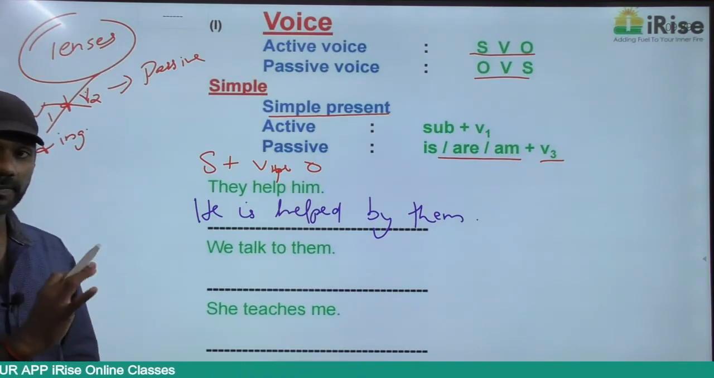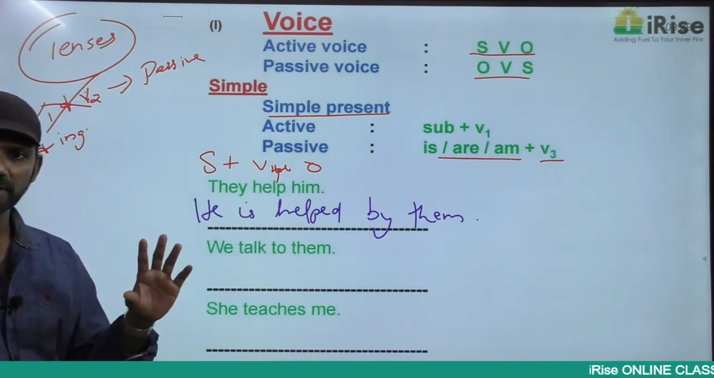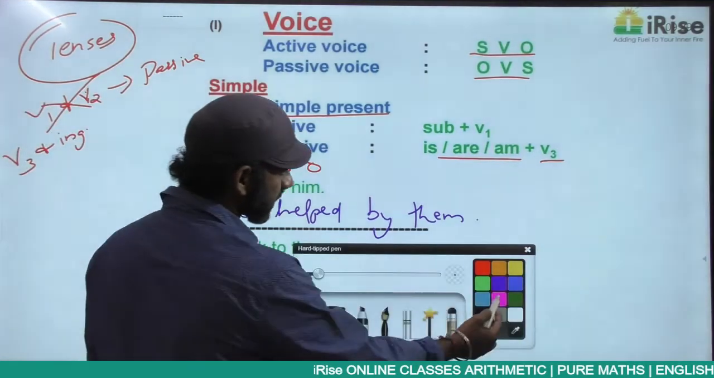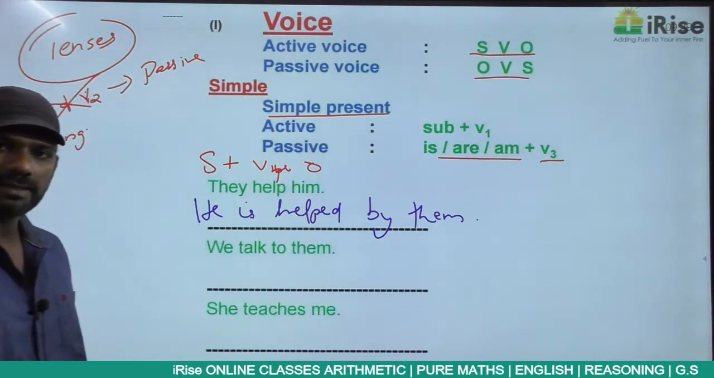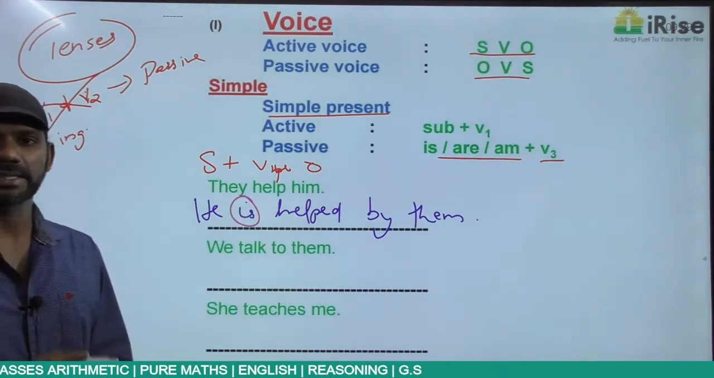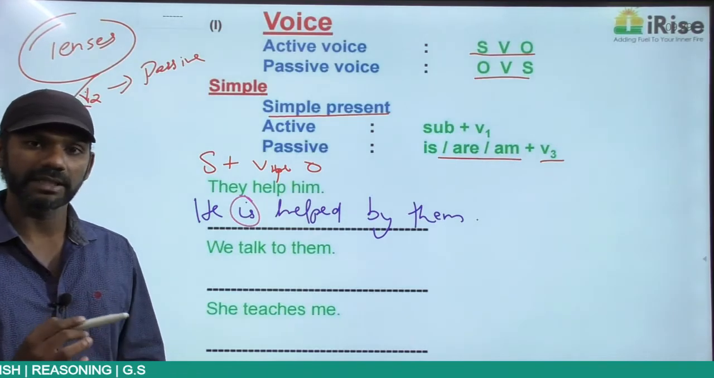I'll come back to it, I'll explain it. Now here, active voice simple present, passive voice also it must be simple present. He is helped by them. Is it simple present? Is it present tense? Yes. Because is comes only in the present tense. It will not come in the past tense or future tense.